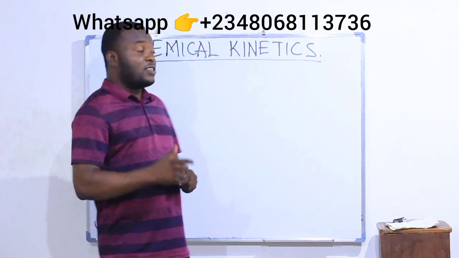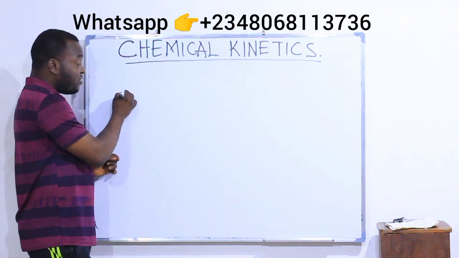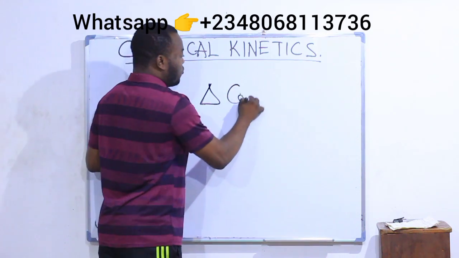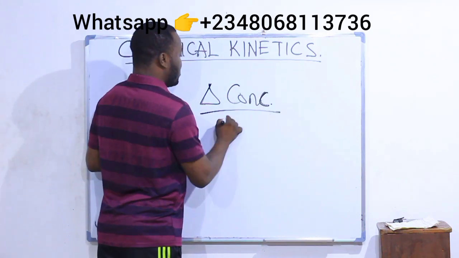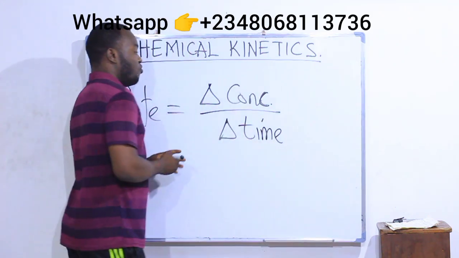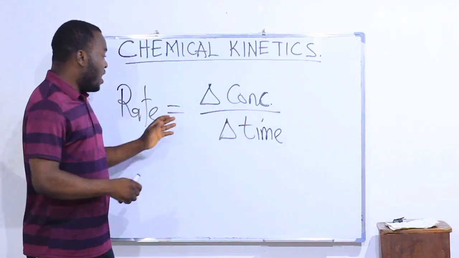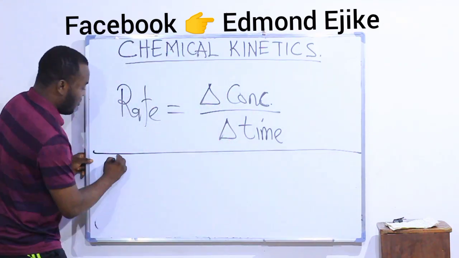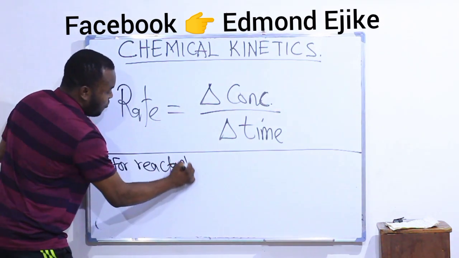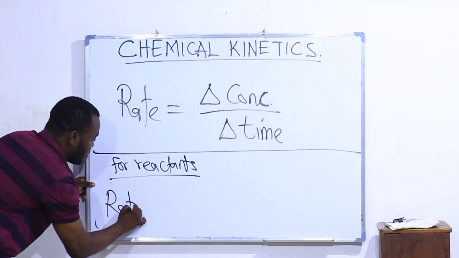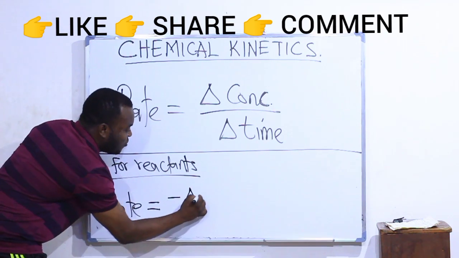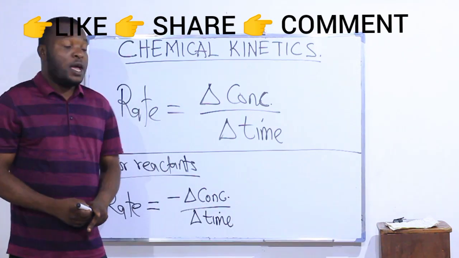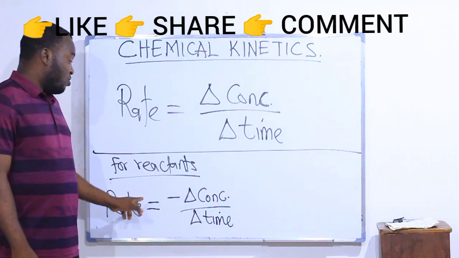Now notice, generally, mathematically, the rate of a chemical reaction is equal to the change in concentration divided by the change in time. Change in concentration divided by the change in time. Now, if I'm considering the reactants, I will say that for reactants, the rate of a reaction will become negative change in concentration of the reactant all over the change in time. Why do I have this negative sign here? Because I am discussing rate with respect to the reactants.